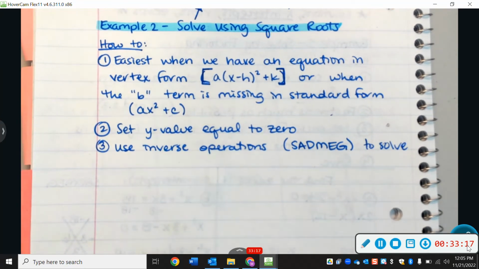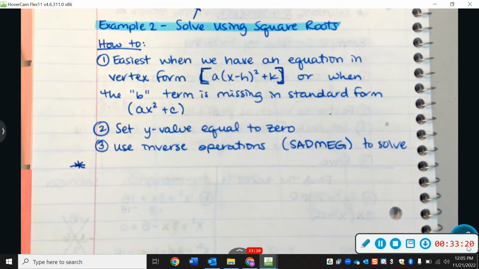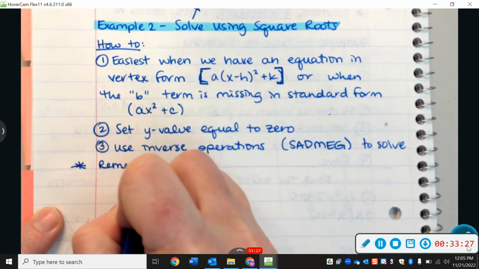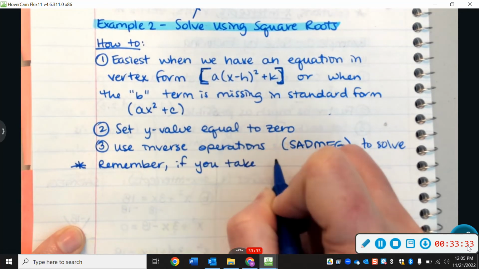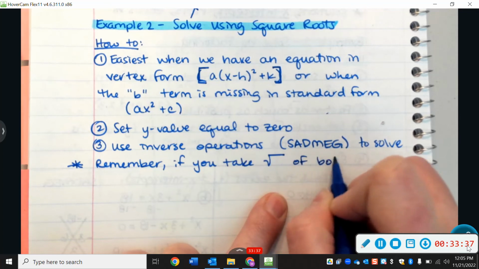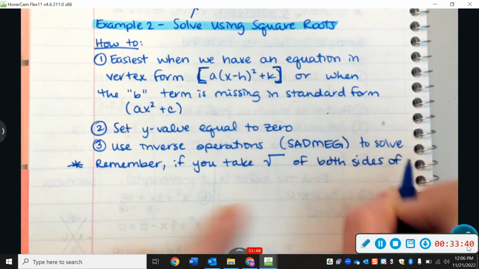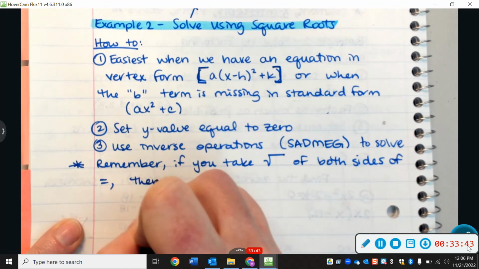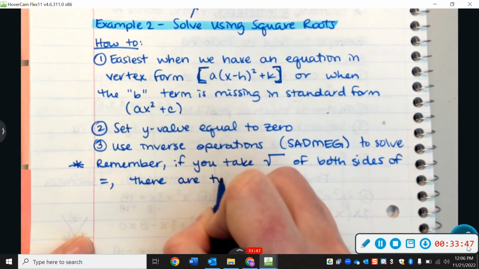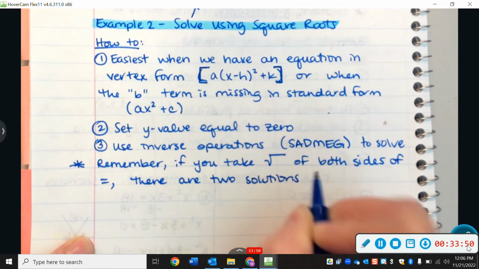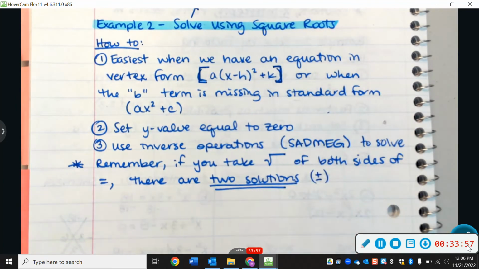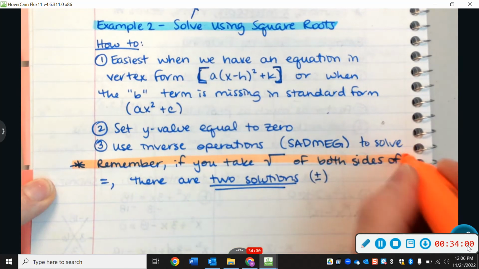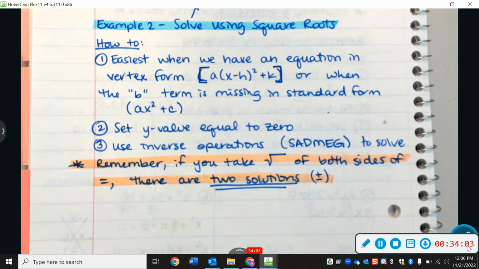The one thing we do want to be careful of, and I'm going to keep highlighting it in orange anytime we encounter it, but if you take the square root of both sides of the equation, so both sides of the equal sign, there are going to be two solutions from that. And I'll show you what I mean with our first example. So there's going to be a positive and a negative solution to that. So when we encounter that, I'll highlight it in orange so you can see what I mean.